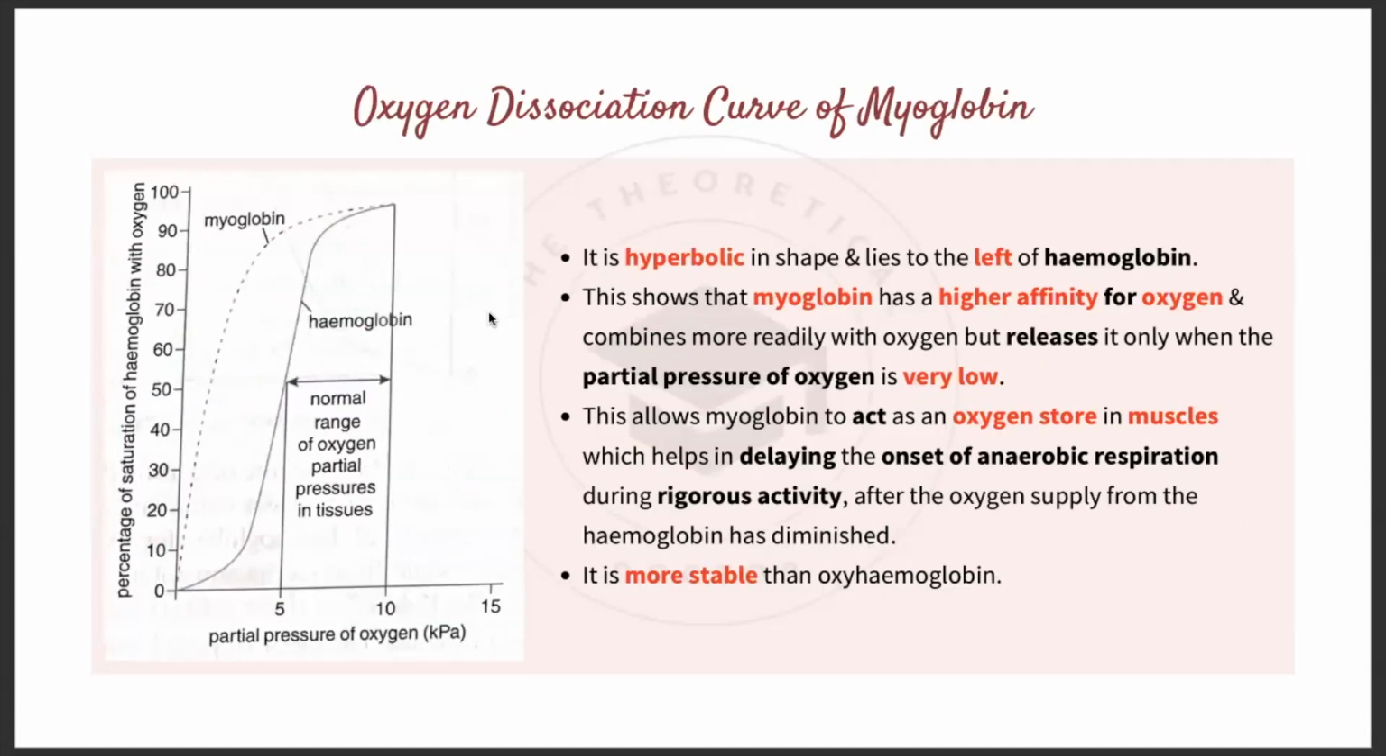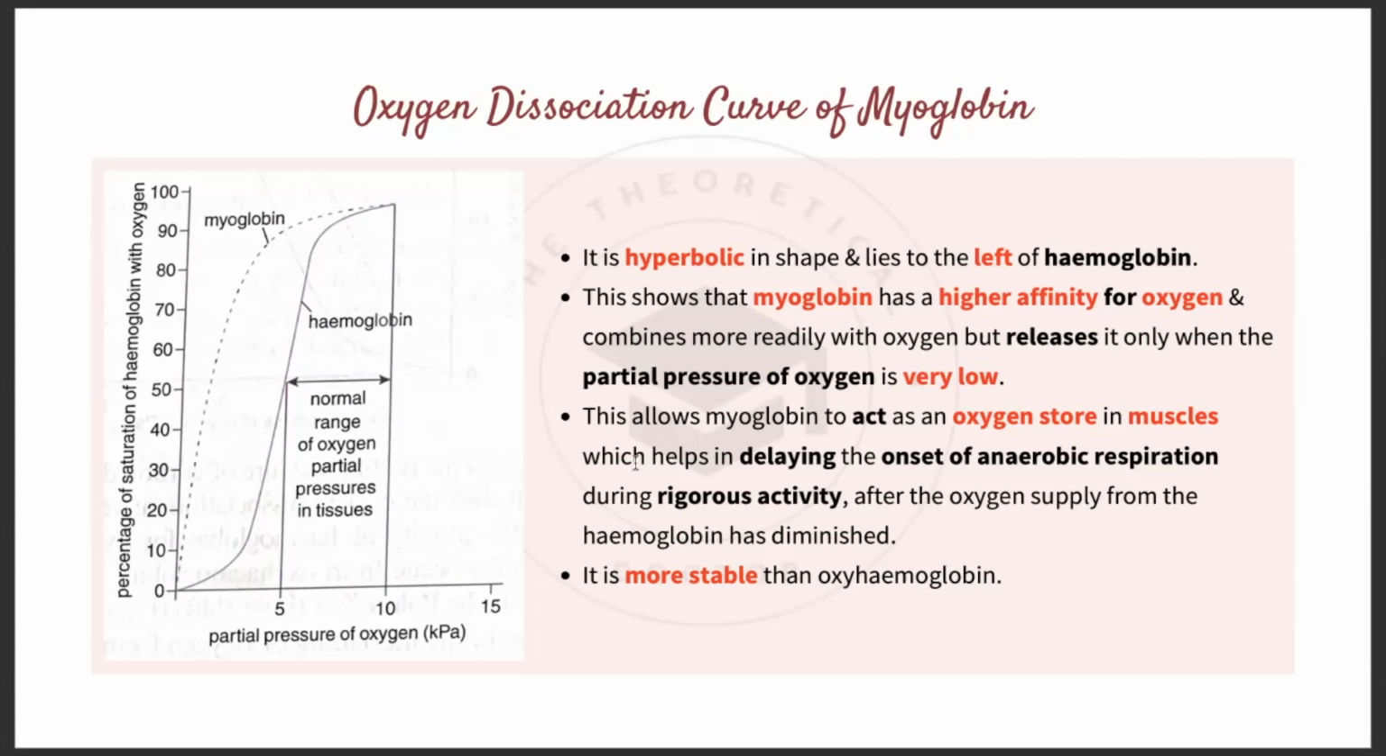Now we look at the oxygen dissociation curve of myoglobin. It lies to the left of hemoglobin. This is the hemoglobin curve, sigmoid in shape. The myoglobin curve is hyperbolic in shape and lies to the left of hemoglobin. So this shows that myoglobin has a higher affinity for oxygen and combines more readily with oxygen, because you see, it requires a lower partial pressure of oxygen to become 95% saturated, or in this case just highly saturated. Whereas hemoglobin takes time. It needs a higher partial pressure of oxygen. But for myoglobin, you only need a little bit.